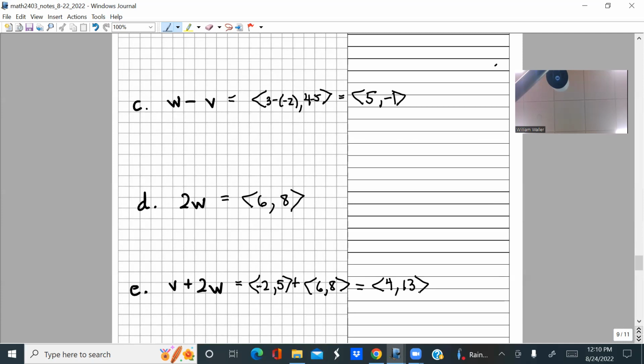So see, scalar multiplication and vector addition and subtraction are really the easy operations for vectors. We are going to expand our knowledge of vector operations to some operations that are a little bit trickier.